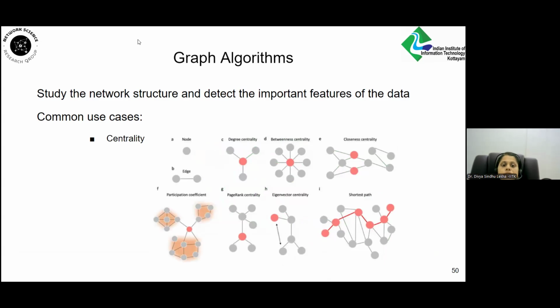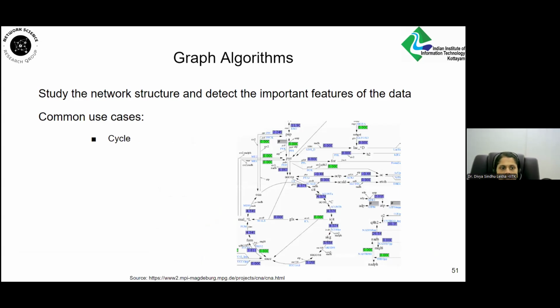You could make use of network centrality concepts to understand the importance of each node in the network. You could make use of different centralities like degree centrality, betweenness, closeness, PageRank, or eigenvector centralities. Each of these centralities gives you more information on the influence of that particular node in the network.